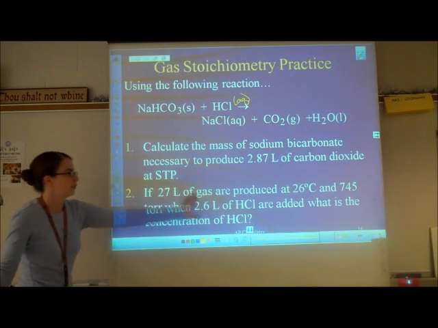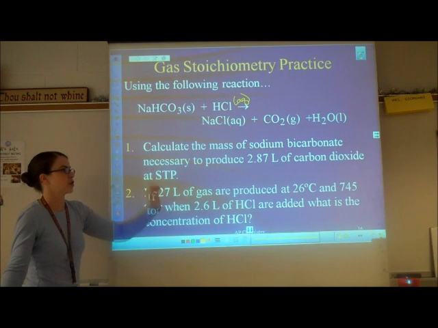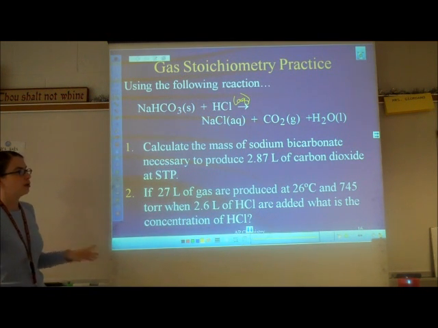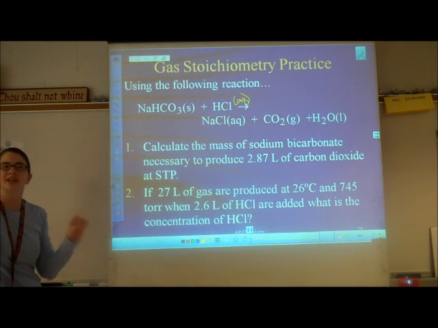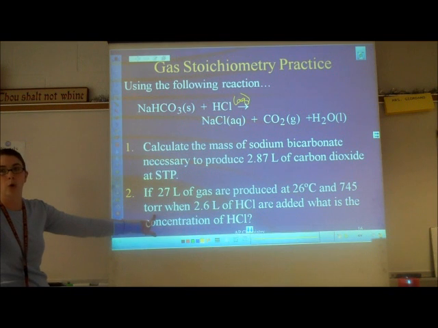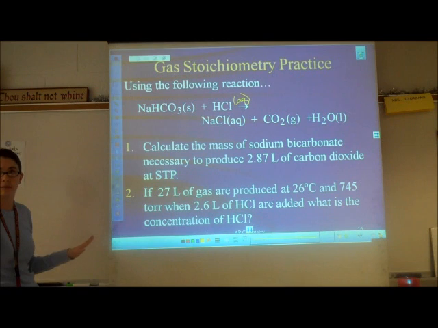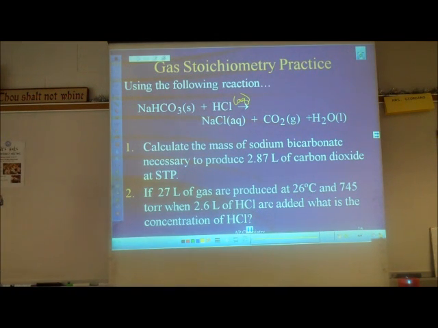So let's be more specific. 27 liters of CO2 are produced at 26 degrees Celsius, 745 torr. Does that sound like STP? No. What is standard pressure in torr? 760. So we're not at STP. Before I even read the rest of the problem, what do you know that I'm going to have to use? The ideal gas law.